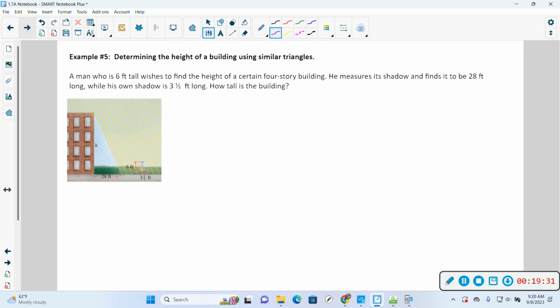While his own shadow, here, is 3.5 feet long. How tall is the building? So we want to find, can you see it right there, that little H label? I hate when the pictures don't copy that well. So that's what we're trying to find. So how tall is the building? H is the height of the building. That's what we're trying to find.